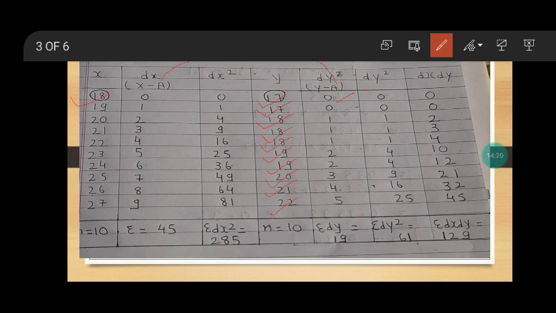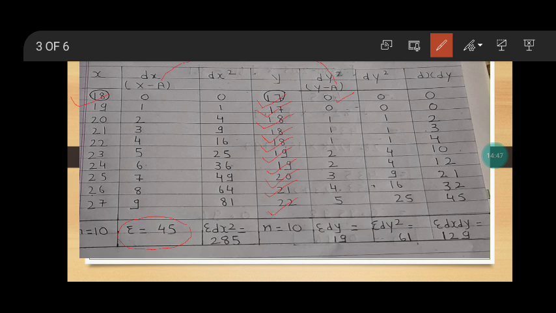Then we have to take the summation of this dx column. How are we going to do that? 0 plus 1 plus 2 plus 3 plus 4 plus 5 plus 6 plus 7 plus 8 plus 9. When we make the summation of all these numbers, we get 45. So summation dx is equal to 45.